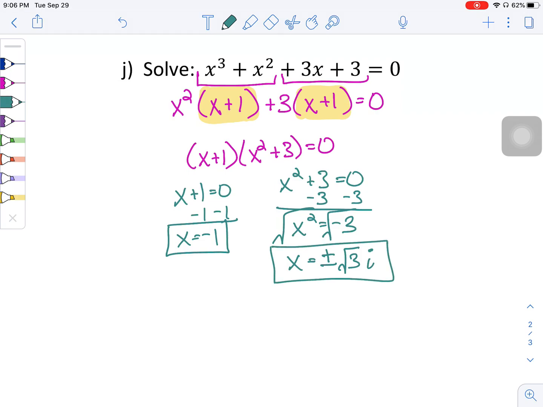So you really do have 3 answers here. You have -1 as 1 answer, 1 root. You have positive root 3i, and then you have negative root 3i. So 3 possible answers there for that particular cubic function.